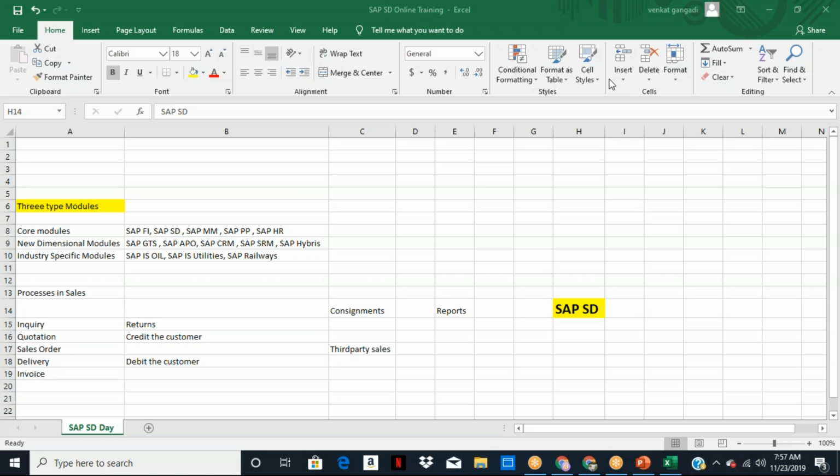But the sales information system, we need to discuss that. These are the different components of SAP SD.